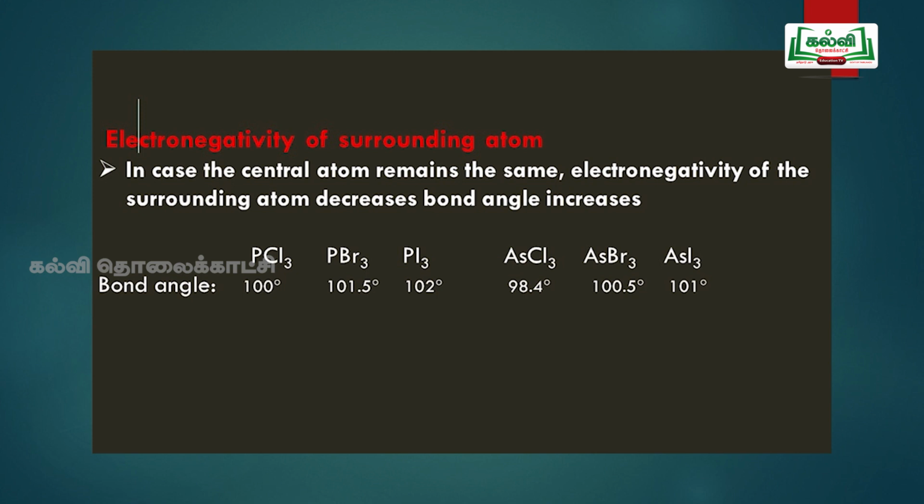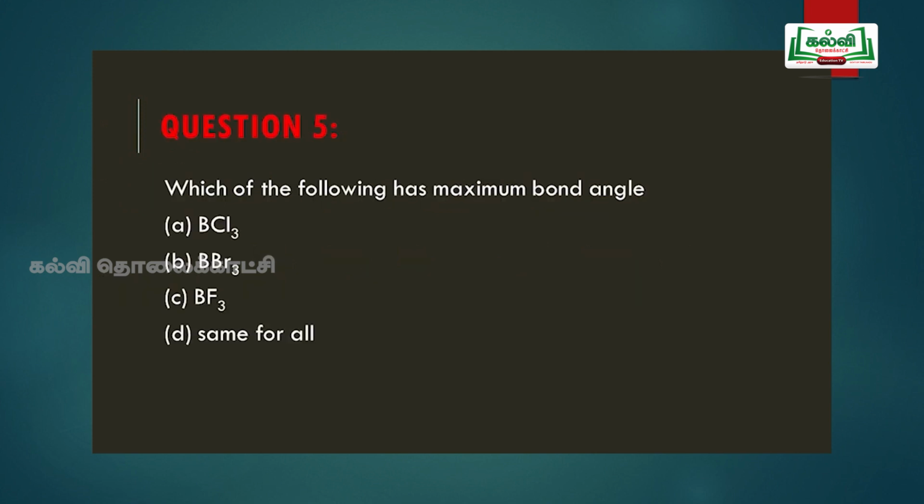So students, you remember the four factors. What are the four factors? Nature of hybridization, number of lone pair of electrons, electronegativity of the central atom, electronegativity of the surrounding atoms, that is bonded atom. If you consider these four factors, you can definitely give a correct answer for the questions based on the bond angle.